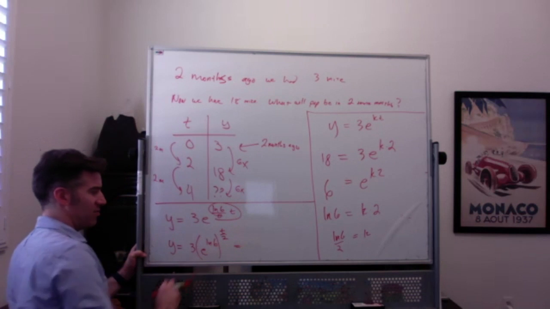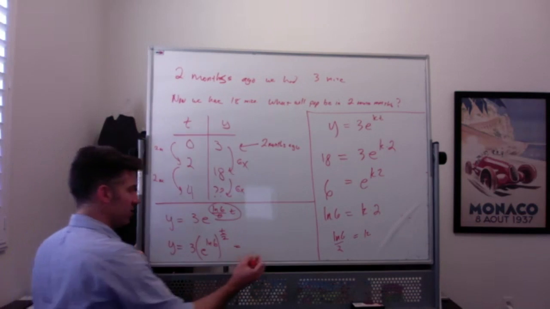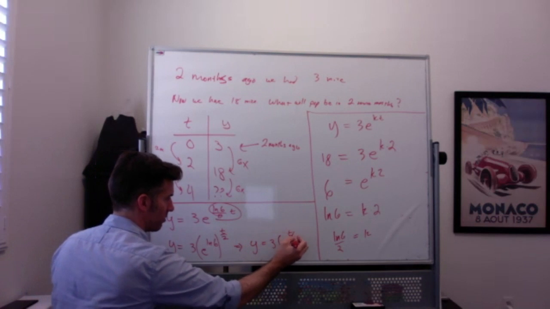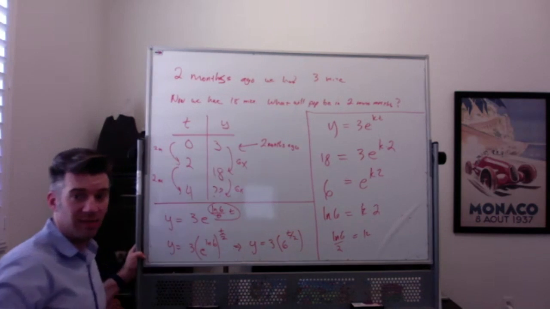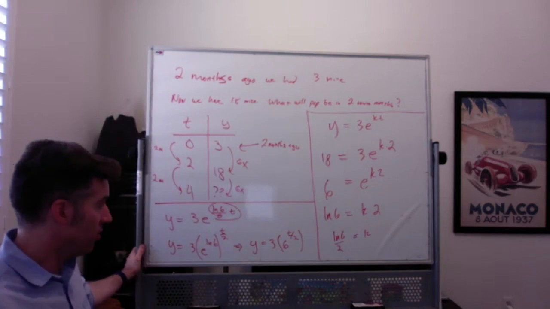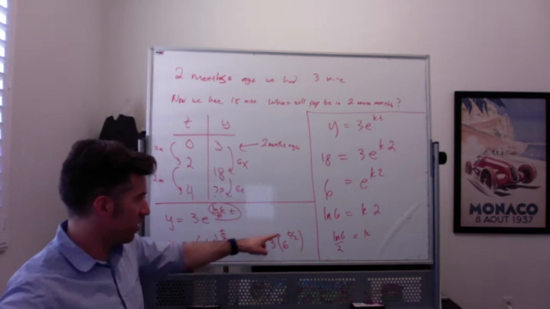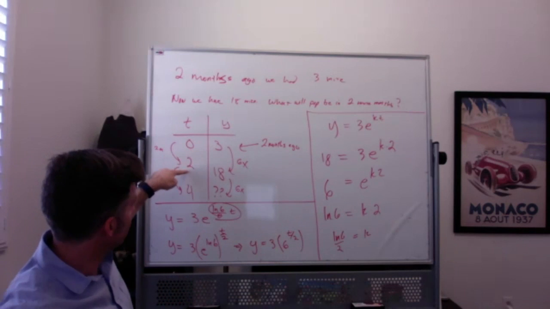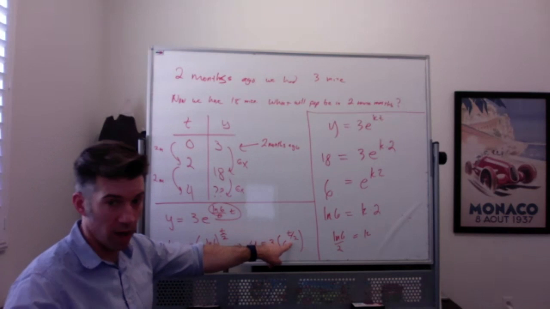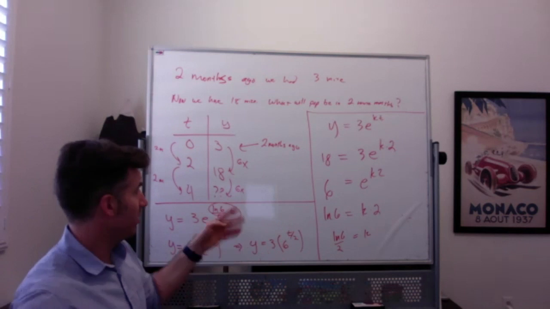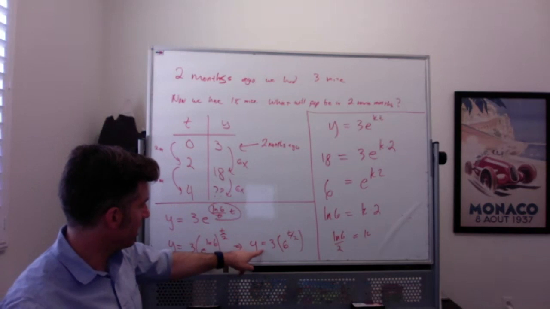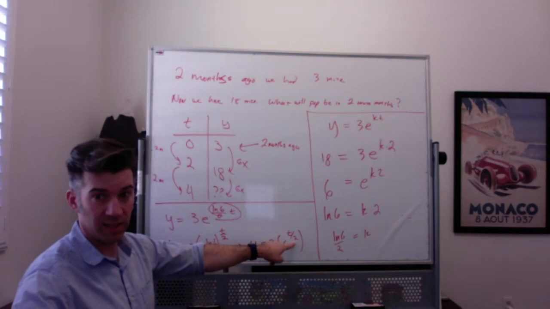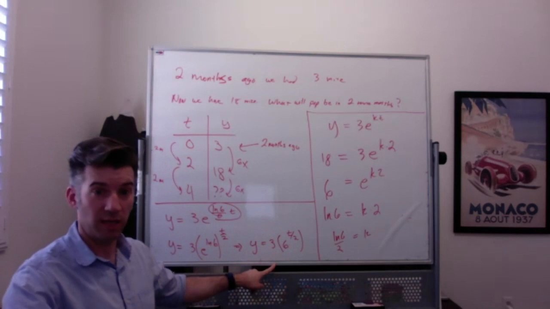But then e to the natural log of 6 is just 6. So you can totally write this as y equal to 3 times 6 to the t over 2. So that every time t increases by 2, you multiply by 6, right? When t is 0, you get 3 times 6 to the 0, which is just 3. When t is 2, you get 3 times 6 to the 1, which is 3 times 6, which is 18. And when t is 4, you get 3 times 6 to the 4 over 2. 4 over 2 is 2. 6 to the second is 6 squared, which is 36. And 36 times 3 is 108.